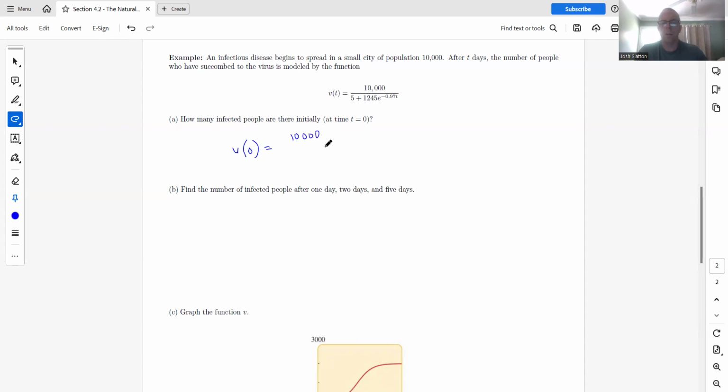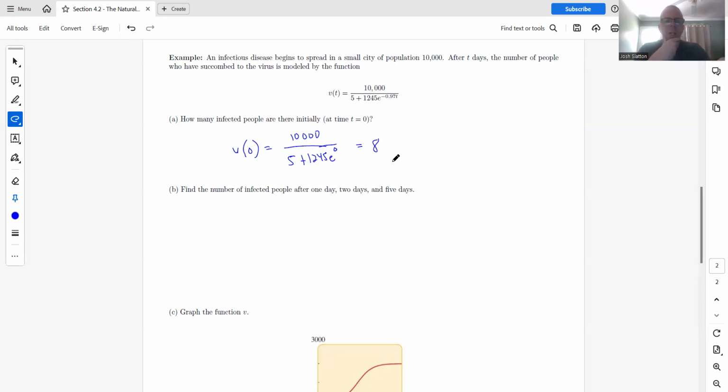So you have 10,000 over 5 plus 1245 e to the, I'll just write 0. Exponent is going to be 0. So essentially this is 10,000 over 5 plus 1245 e to the 0, which is going to be 1. So 10,000 divided by 1250. And so we get 8. So initially there are 8 people infected with this.